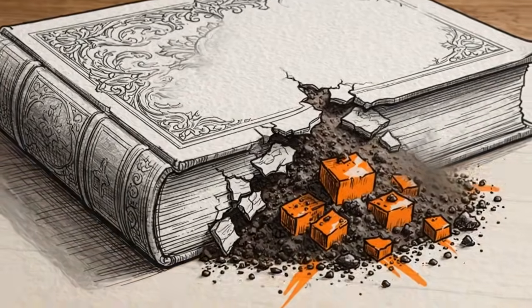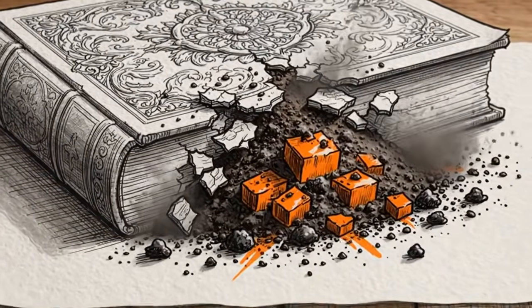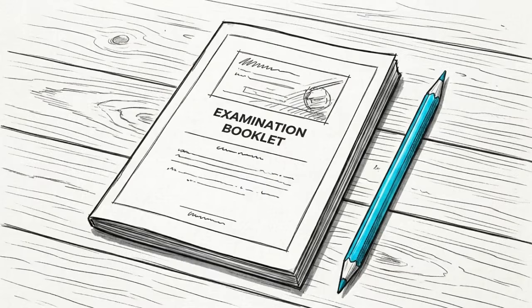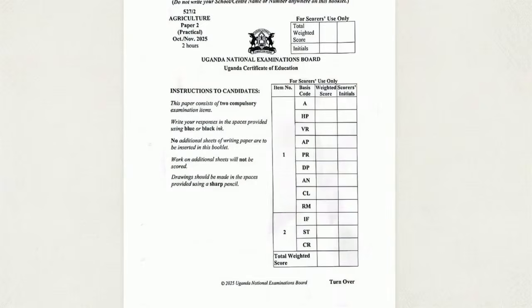A traditional textbook full of memorized facts is no longer enough to pass a modern practical examination. Today, we're examining the 2025 UNEB UCE Agriculture Paper 2 Practical. The front cover of the exam booklet contains the specific technical instructions for your score.